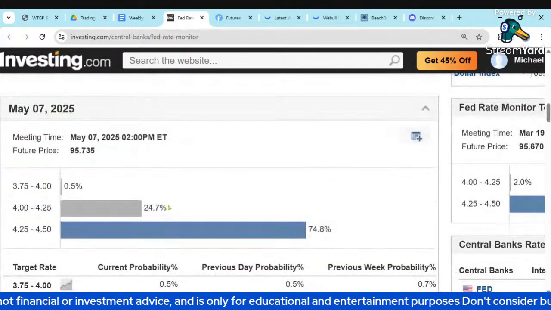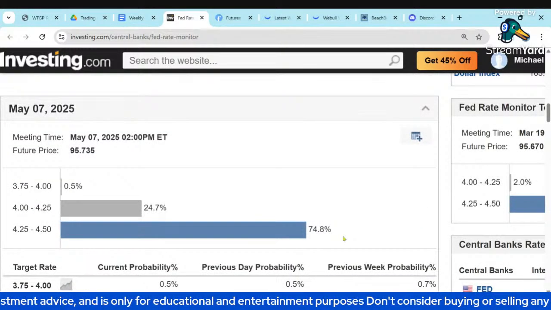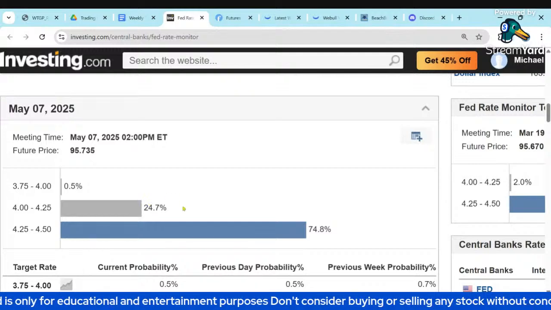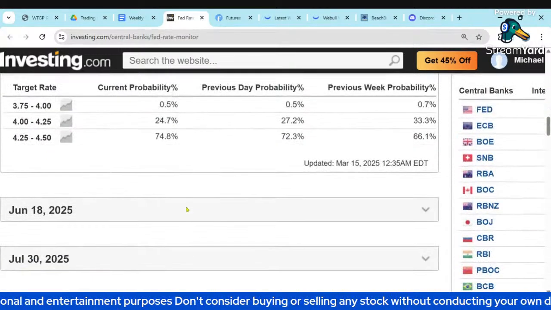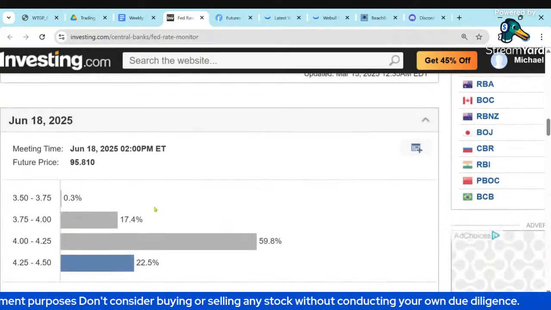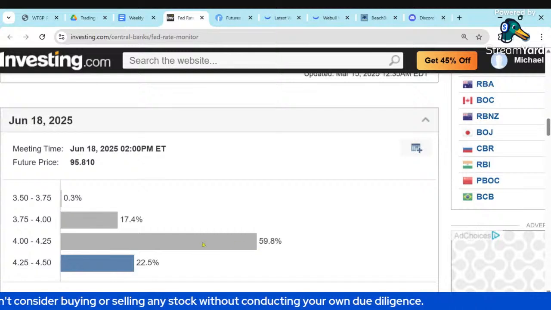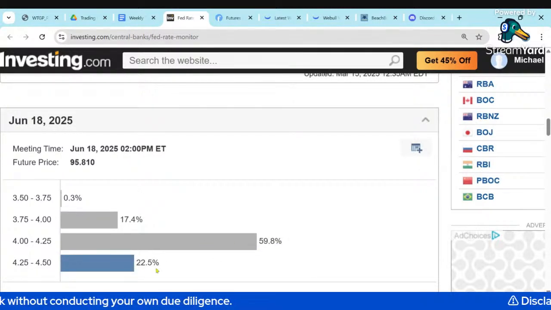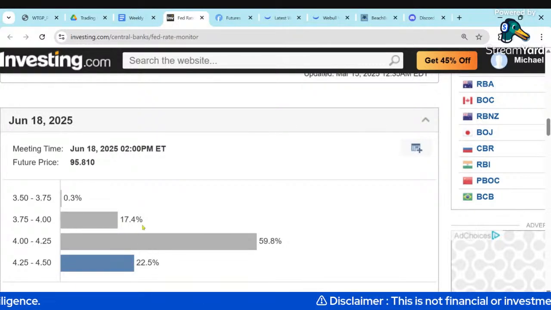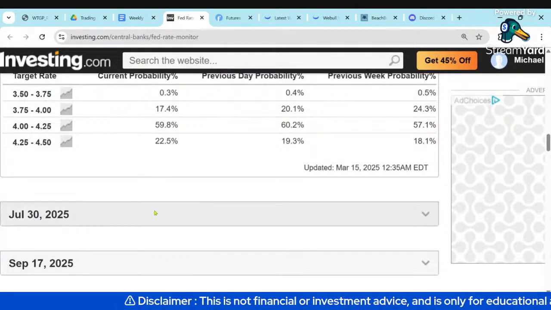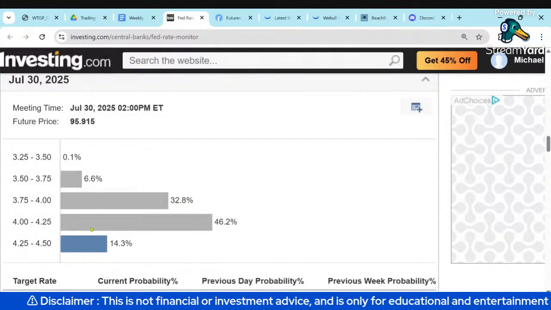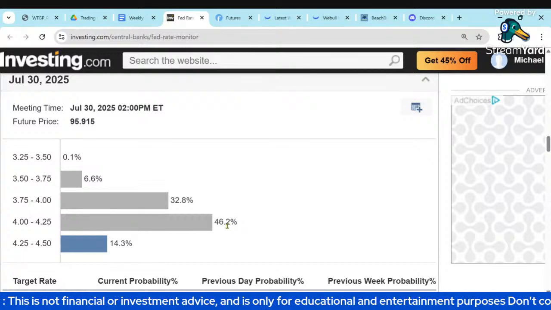So for May, we've now got a 75% chance of no cut, 25% chance of a cut. Go up to June. Now we've got a 60% chance of a 25 basis point cut, 22% chance of no cut, and about a 17, 18% chance of two cuts. Go out to July. Again, one cut still most likely.